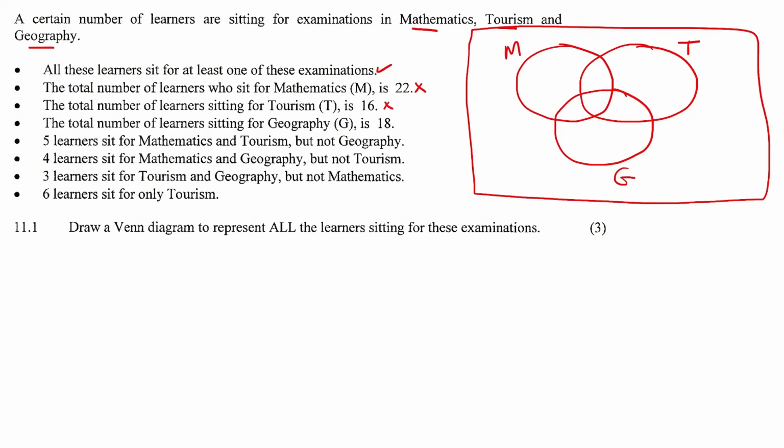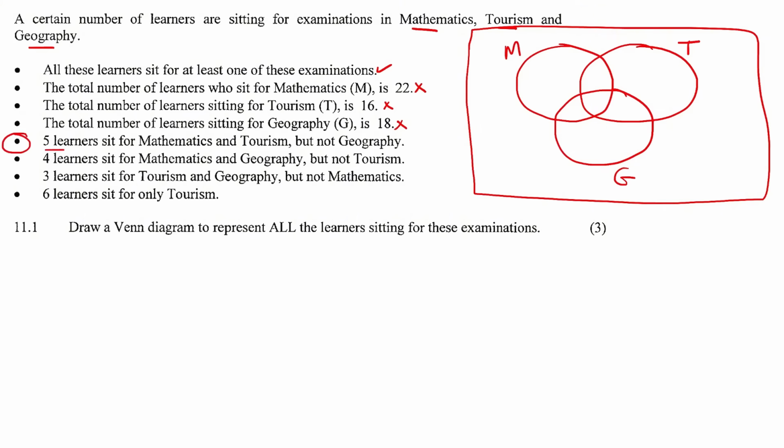We can't use that. The total number of geography is 18. We can't even add those 3 numbers together and say, oh, is that the total number of learners? No, it's not, because there's going to be a lot of learners who are doing both. Some learners are going to be doing all 3. So we can't use any of that information.